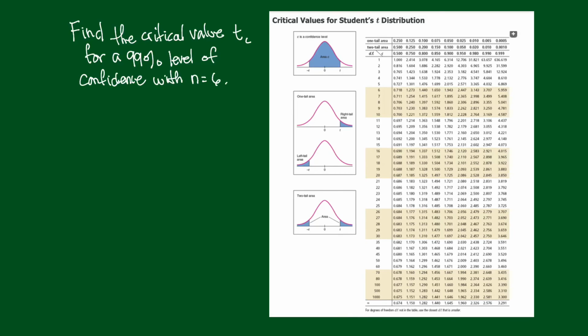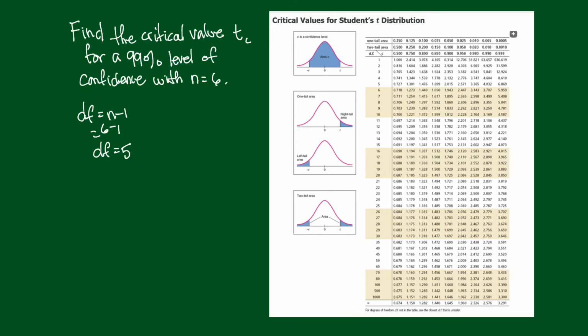Let's do another one, just so we know how to do it. What's the critical value for a 99% level of confidence when we have a very small sample, say of just size 6? So degrees of freedom, we know, is n minus 1, so we have 6 minus 1. So degrees of freedom, we have 5.